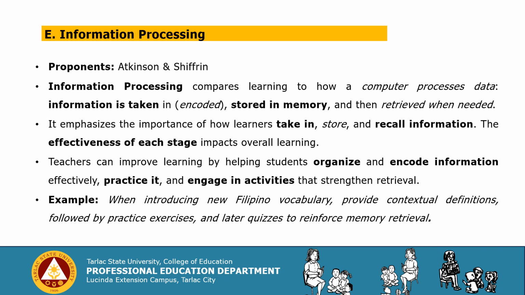Letter D, information processing. The information processing model proposed by Atkinson and Shiffrin describes learning in terms of how information is encoded, stored, and retrieved. This model compares the mind to a computer that processes data through different stages. First, information is encoded when we first encounter it. Then, it is stored in memory, and finally, it is retrieved when needed. This model highlights that each stage is crucial for effective learning.